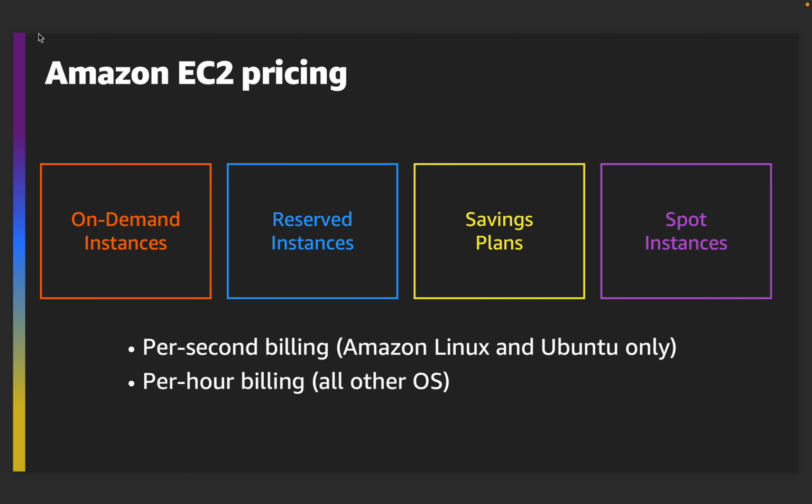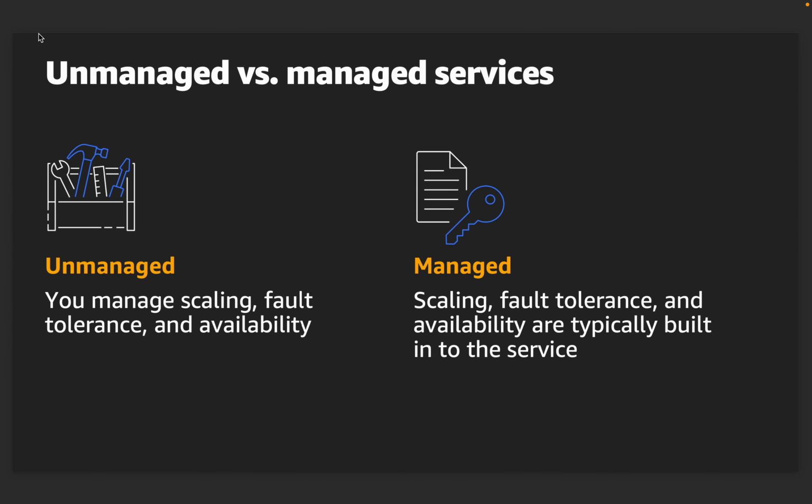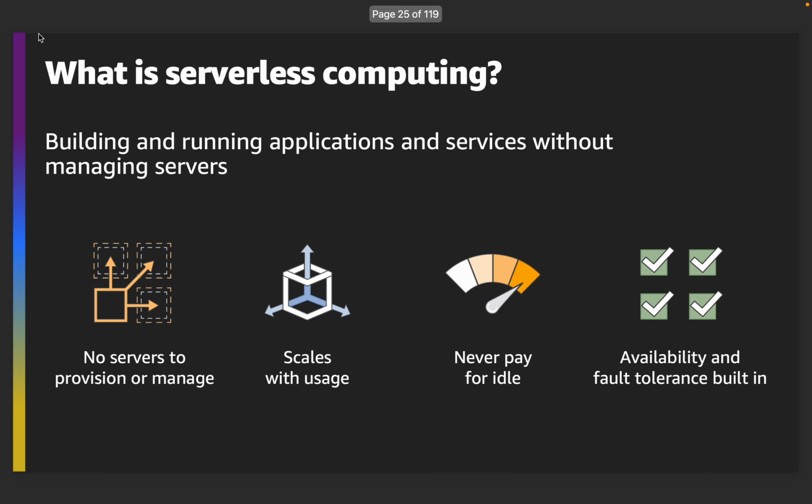Now Amazon EC2 pricing. On-demand instances, reserved instances, savings plans, spot instances. Per-second billing for Amazon Linux and Ubuntu only. Per-hour billing for all other operating systems. Unmanaged versus managed service. Unmanaged means you manage scaling, fault tolerance and availability. Managed means scaling, fault tolerance and availability are typically built into the service, so Amazon will manage.